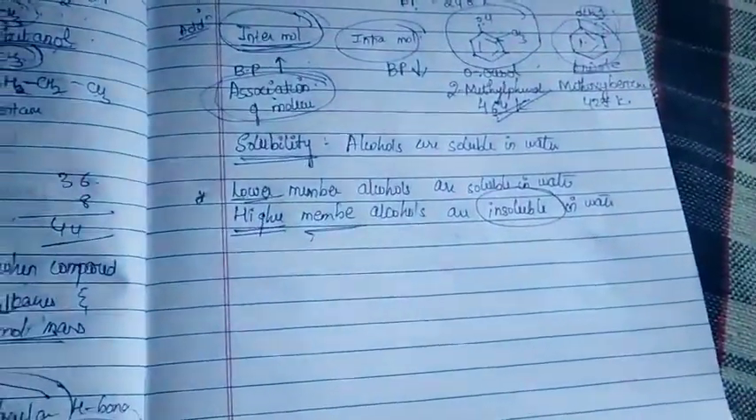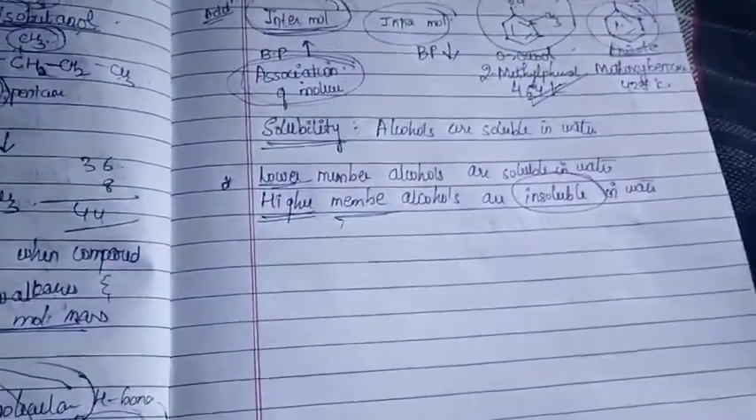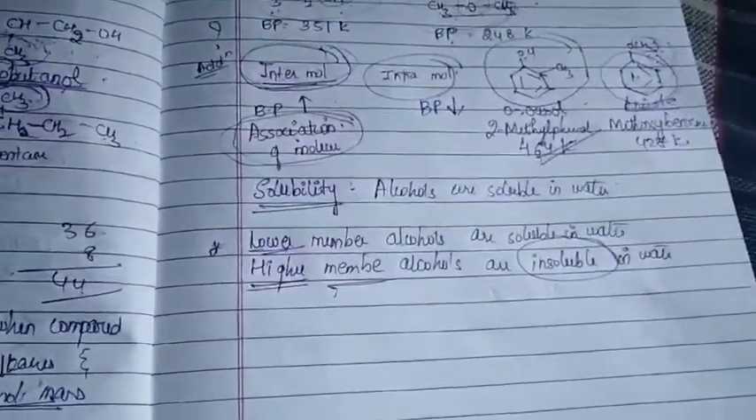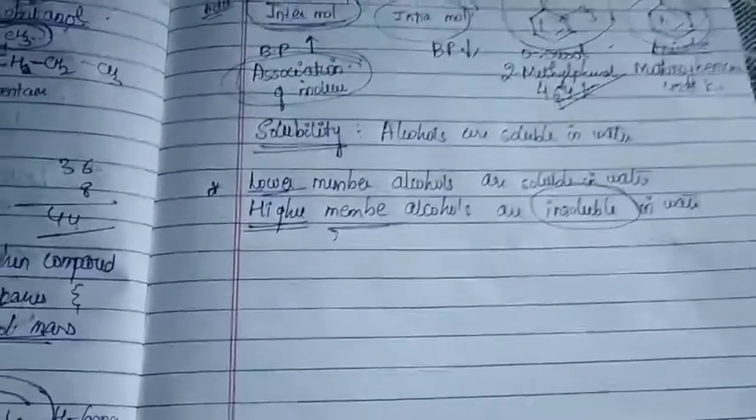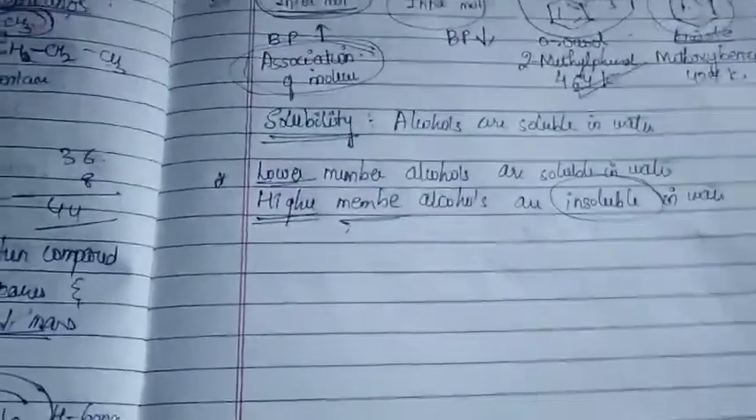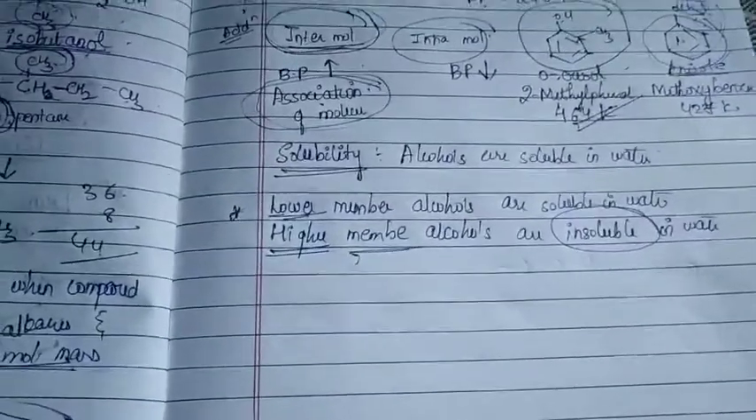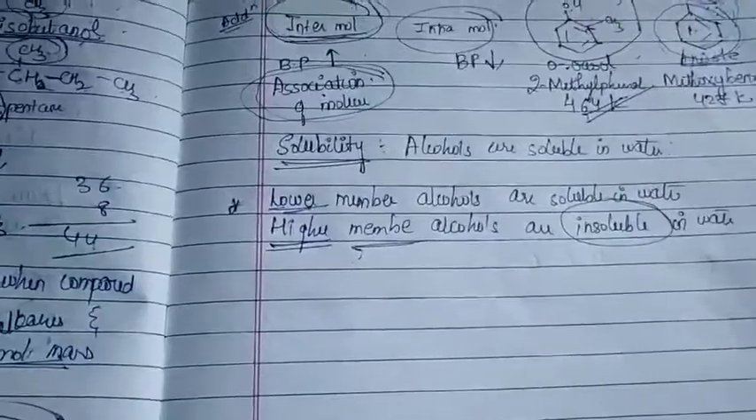Then we came to solubility, and there we note that low membered alcohols are soluble in water, whereas high membered alcohols are insoluble in water. So the next most important thing we are going to look at in this video is the acidity of alcohols and phenols. I repeat, a very important topic. What is that? Acidity of your alcohols and phenols.